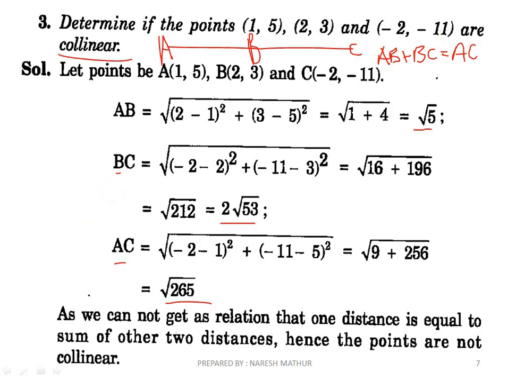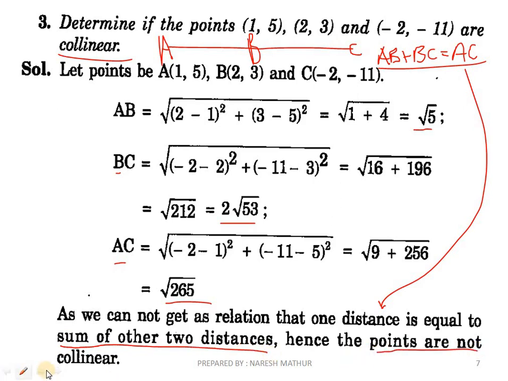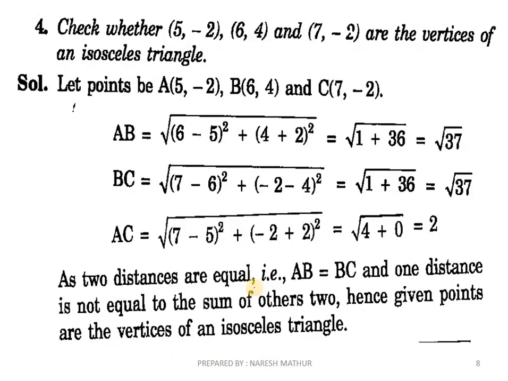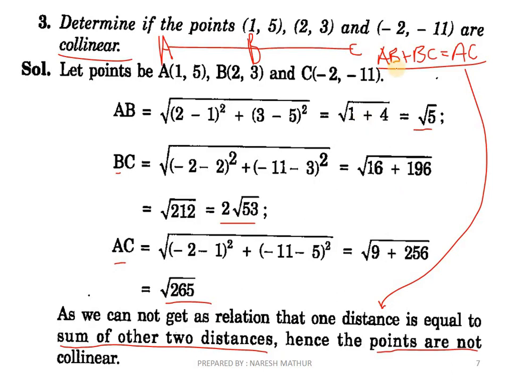So we are not getting this relation between these 3 points. We cannot get a relation where one distance is equal to the sum of the other 2 distances, and the points are not collinear. Alright, just because we are not getting this relation, we can say these points are not collinear.